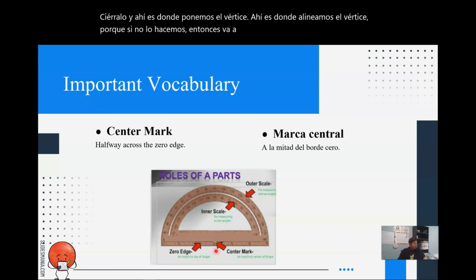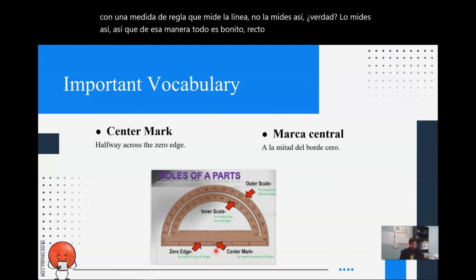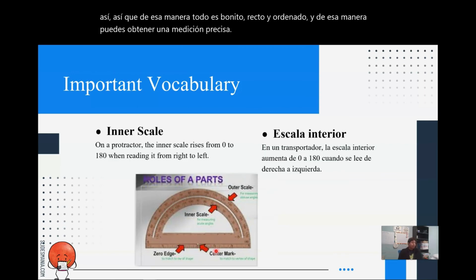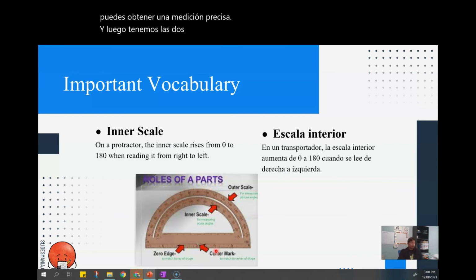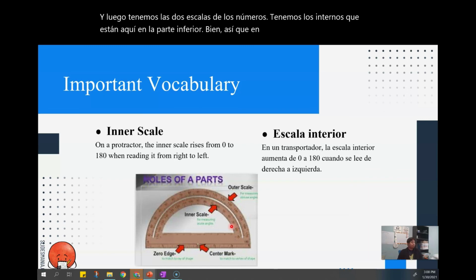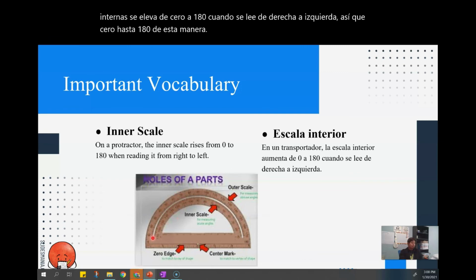Just like with a ruler, when you're measuring a line, you don't measure it like this, right? You measure it just like this, so that way everything is nice and straight and neat, and that way you can get an accurate measurement. And then we have the two scales of the numbers. We have the inner ones, which are right here on the bottom. Okay, so on a protractor, the inner scale rises from 0 to 180 when reading it from right to left. So 0 all the way to 180 this way.